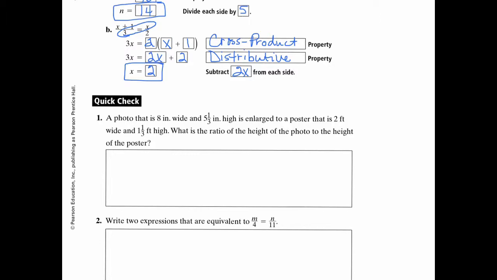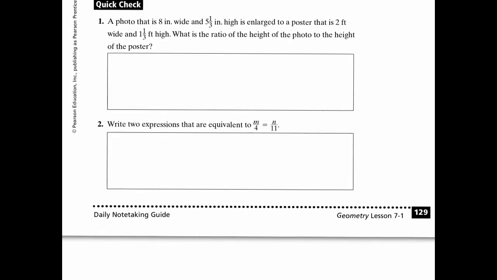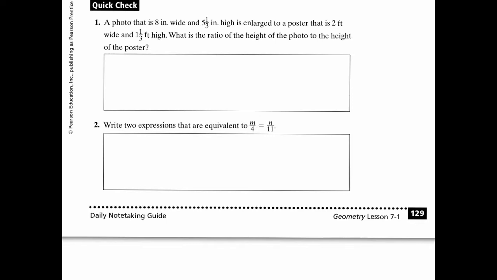Okay. So this next problem is kind of crazy. It says a photo that is 8 inches wide and 5 1/3 inches high is enlarged to a poster that is 2 feet wide and 1 1/3 feet high. What is the ratio of the height of the photo to the height of the poster? So I only want to look at the heights, right?